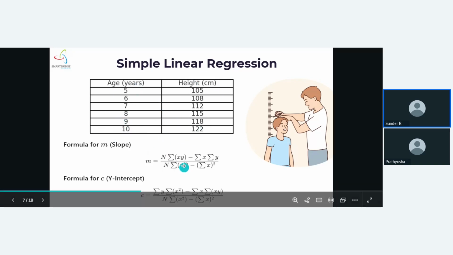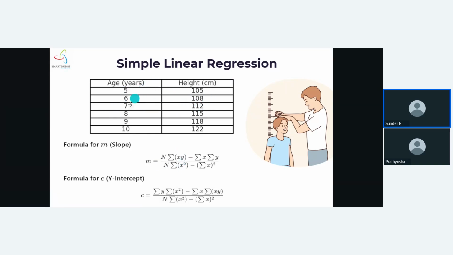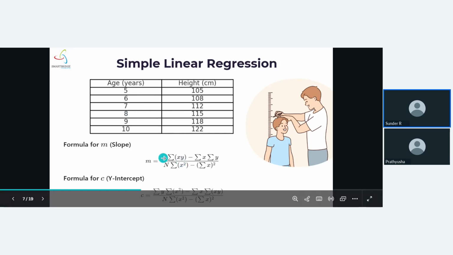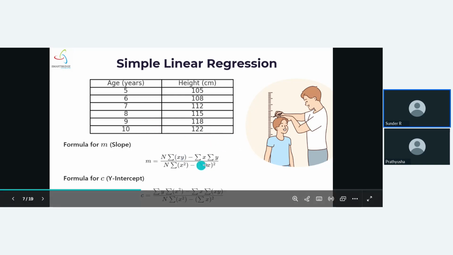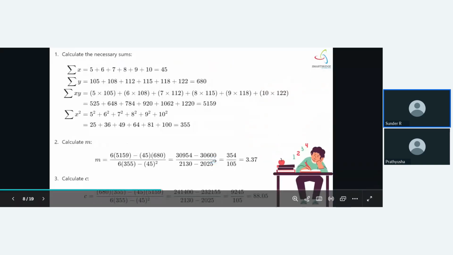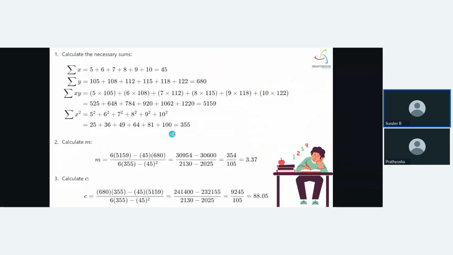Now you will be finding the summation of x and y, meaning 5 into 105, 6 into 108. You will be summing all this and then multiplying with n. How many numbers do we have? Here we have 6, right? So you will be multiplying by that. In a similar way, you have to find all these values and put them into this formula. Once you do that, you will be able to get the m value and your c.